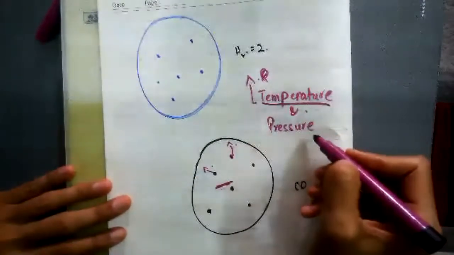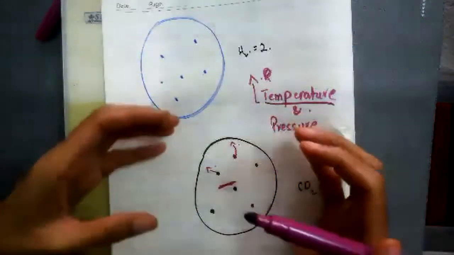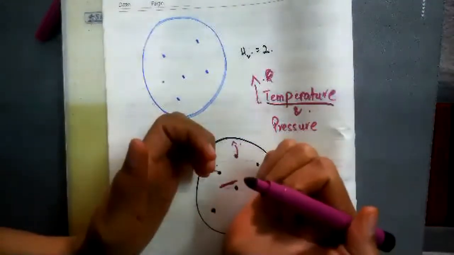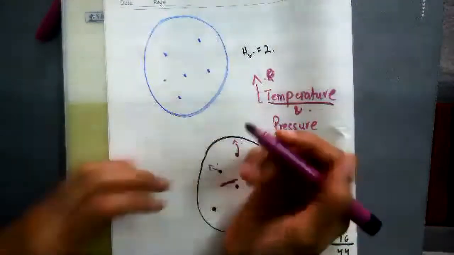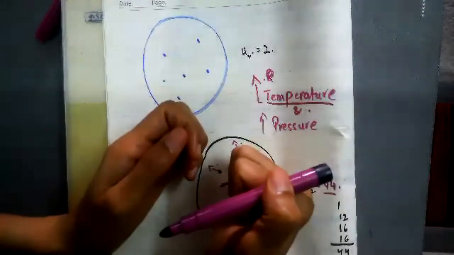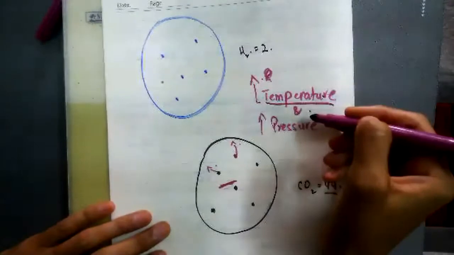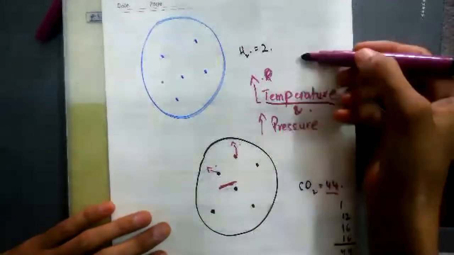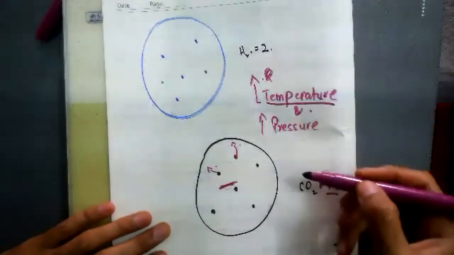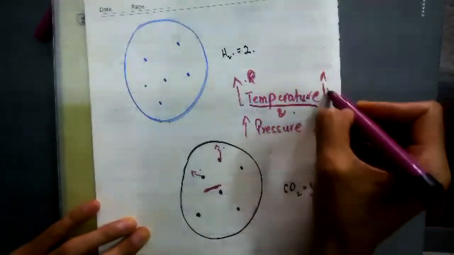But what does the pressure do? Pressure does just the opposite. It tries to squeeze the particles close together. And so an increase in pressure decreases the volume. So both these factors are working against each other, right? Temperature is increasing the volume, pressure is decreasing the volume.